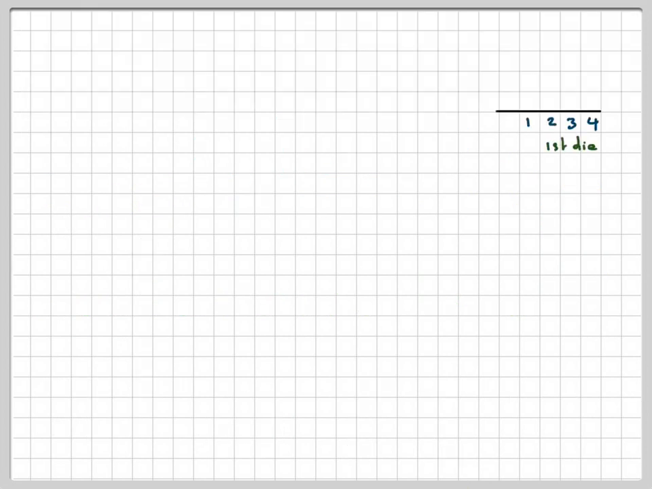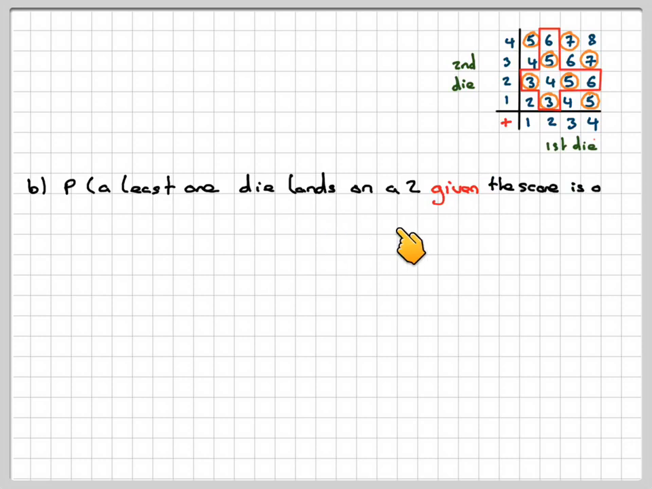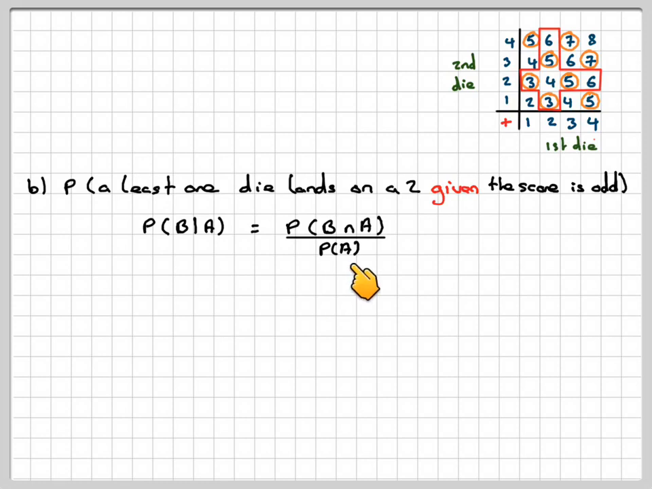Now doing the problem the other way, using the same diagram, and shading the right things. Okay, we want the probability at least one die lands on a 2, which is B, given the score is odd. So this time we want the probability of B given A. So it's going to be the probability of B and A divided by the probability of A. Notice these two here are the same.